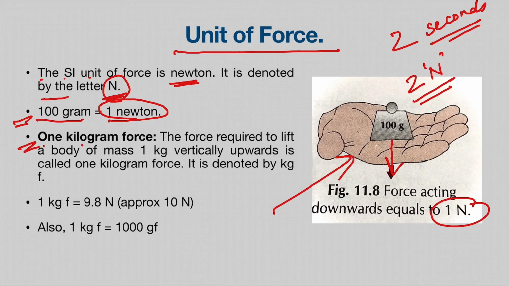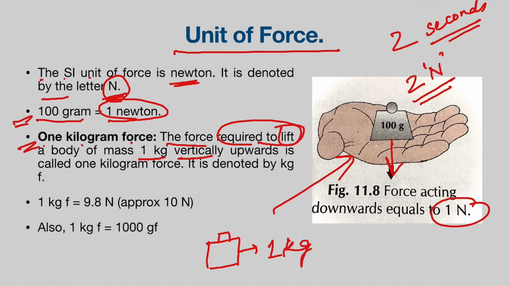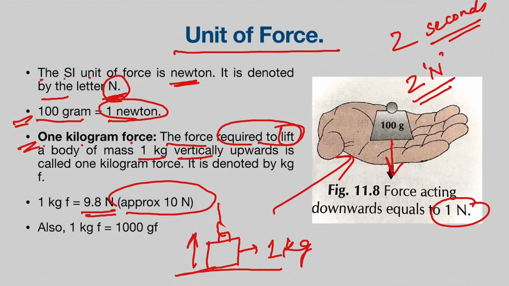Now next, 1 kilogram force. The force required to lift, okay, to lift means to pick up a body of mass 1 kg vertically upward is called 1 kilogram force. Suppose here this is an object, the weight is 1 kg. Now to pick up this 1 kg object from the floor, you will have to apply 9.8 Newton force, that is approximately 10 Newton, or 9.8 Newton to be exact.